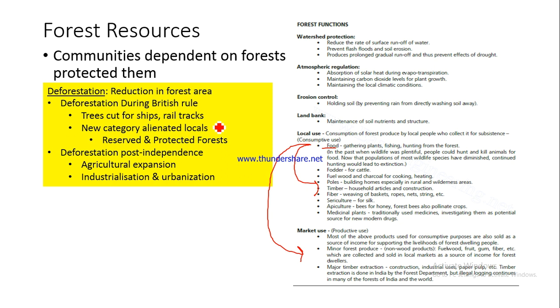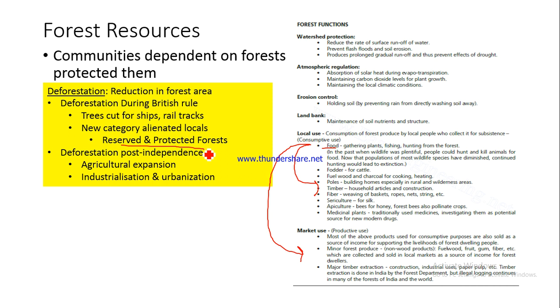We have talked about how they tried to expand the railway network here in India, and they had to manufacture rail tracks, they had to produce railway wagons. For that they required trees. And so what did they do? They came up with a new concept of reserved and protected forests.